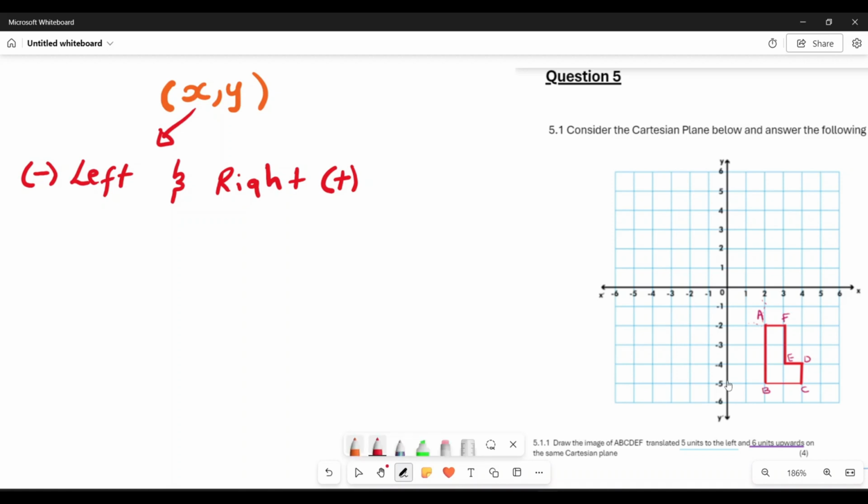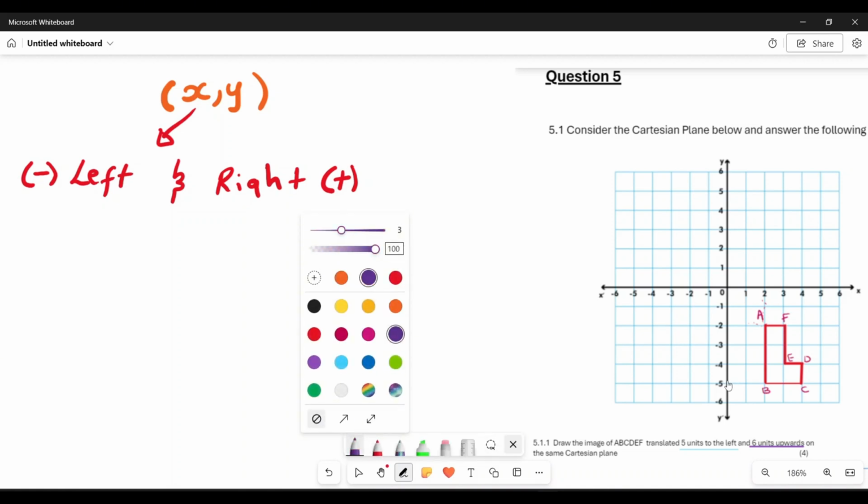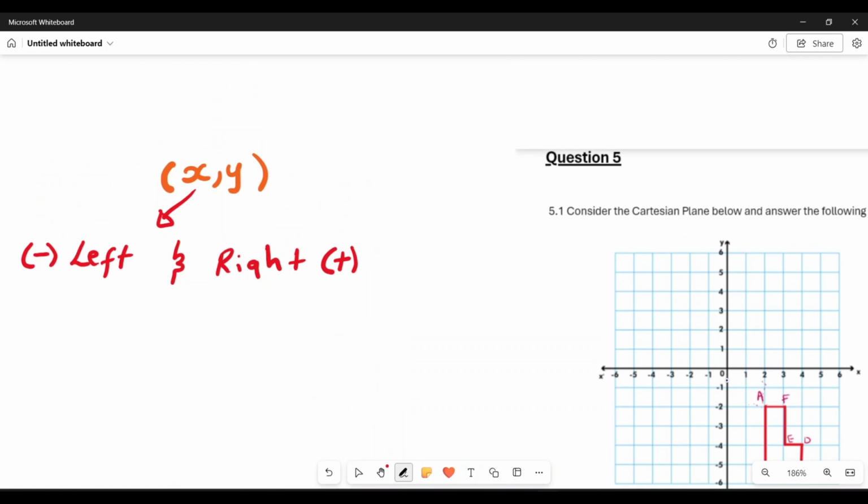Now, what about your Y value? Your Y value, it will be affected by your up and down movement, right? So this is affected by your up and down movement. Now, if your graph is shifted up, you're going to add to your Y value. If your graph is shifted down, you're going to subtract to your Y value. Now, let me make an example.